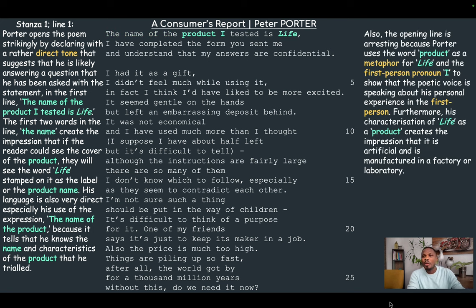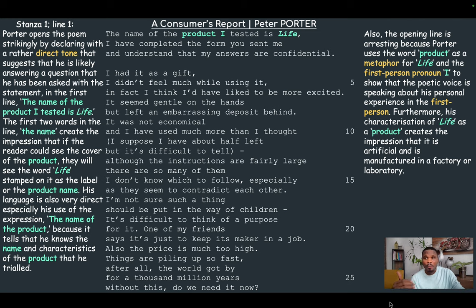Also, the opening line of the poem is arresting because the poetic voice uses the word product as a metaphor for life. Remember, in the introduction of my analysis, I talk about the fact that he reduces life to a product. That's what we see with the poetic voice. So that's a metaphor. And the use of the first person pronoun I shows that the poetic voice is speaking about his personal experience in the first person.